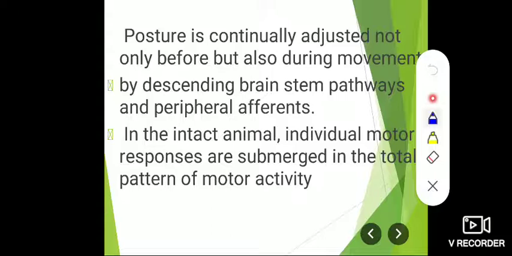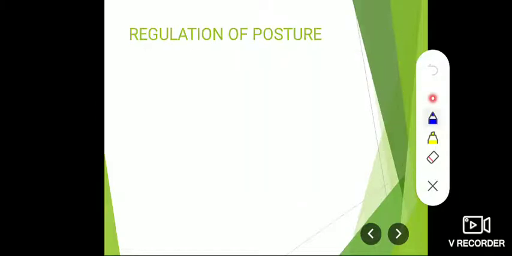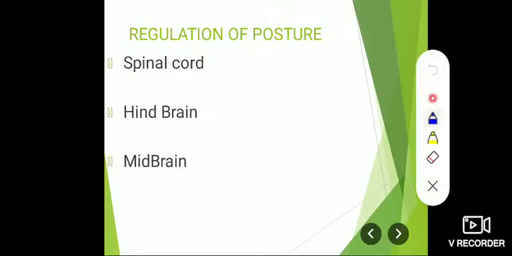So similarly, so many reflexes are constantly happening. There is change in tone in different moments, but not seen because of higher influence. So we'll try to find it out by the experiments. We'll see now regulation of posture at different levels by different experiments.